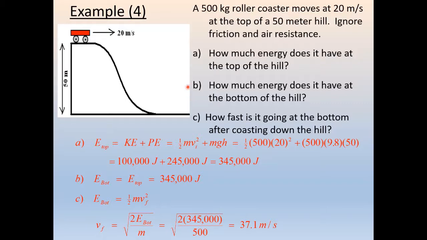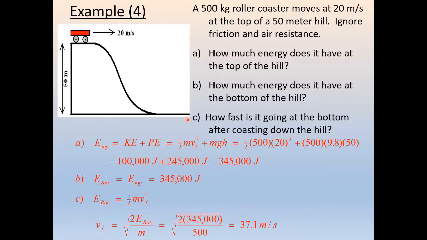Now part B says, how much energy does the roller coaster have at the bottom of the hill? So the roller coaster is going to accelerate down this hill and get to the bottom. The question is, how much energy does it have down here? Well, don't overthink this. We can use the conservation of energy principle and say that the energy at the bottom is equal to the energy at the top. So our answer, we already found that, it's 345,000 joules.